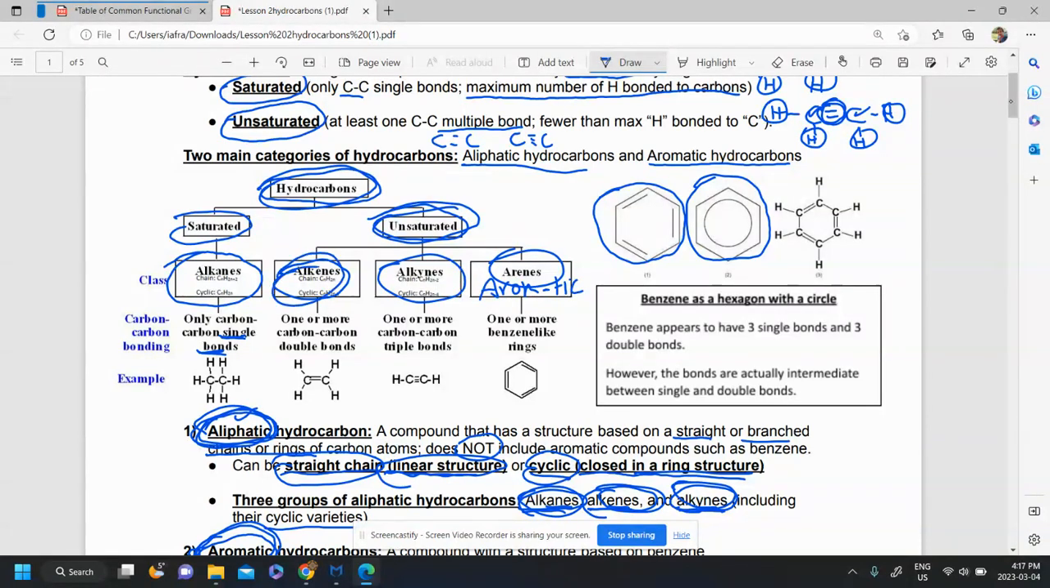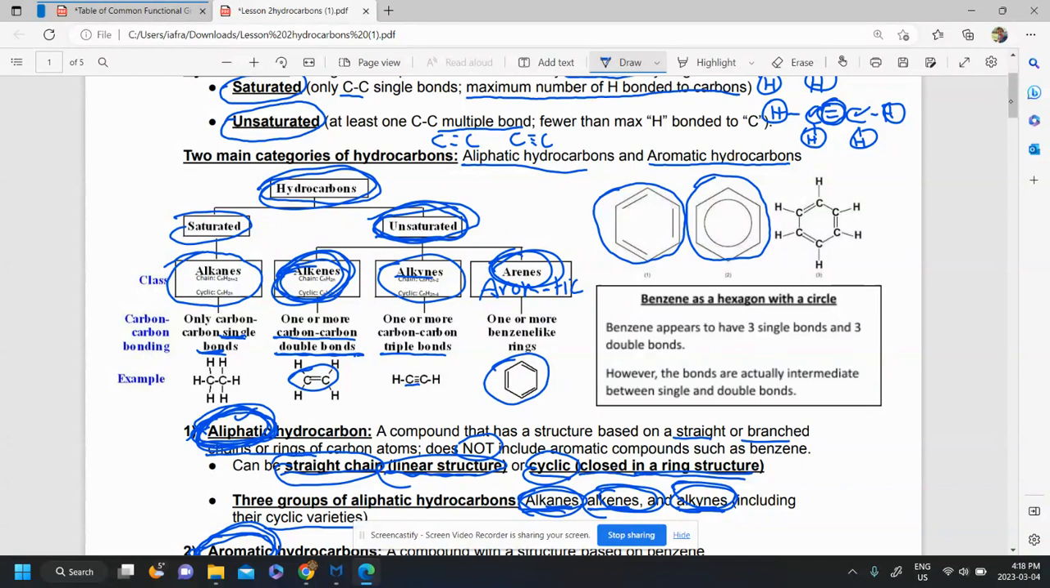So the alkenes, they are also aliphatic, but alkenes contain one or more carbon-carbon double bonds. So alkenes are the aliphatic hydrocarbons that contain carbon-carbon double bonds, as you can see here. Alkynes, also unsaturated, they are aliphatic. They contain one or more carbon-carbon triple bonds, as you can see there. And then your aromatics, they're also considered unsaturated. They are not aliphatic. They are aromatic instead, and they contain a benzene ring.